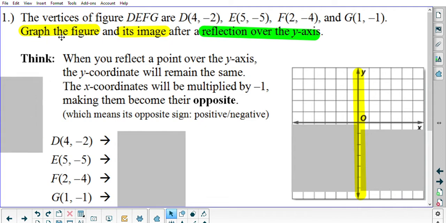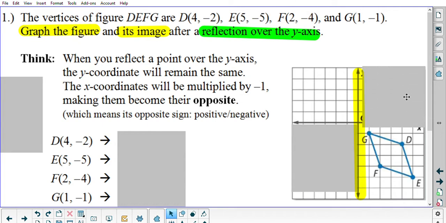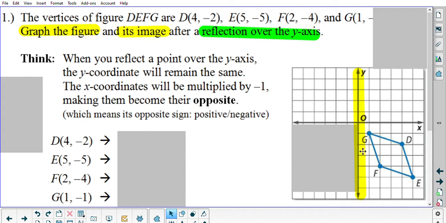So first things first, let's graph the original figure. 4, -2, 5, -5, 2, -4, and 1, -1. If you would graph that on your own, this is what you would end up getting. You can see this is a parallelogram. We want to reflect that over the y-axis. So let's take, for example, the ordered pair of point D, which used to be 4, -2.